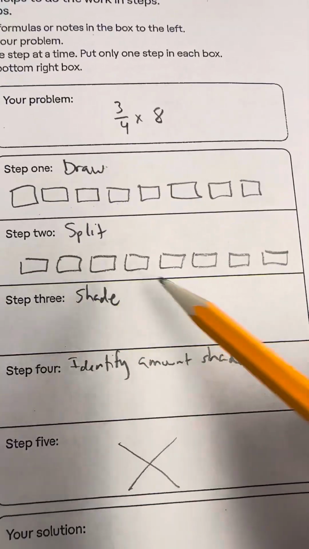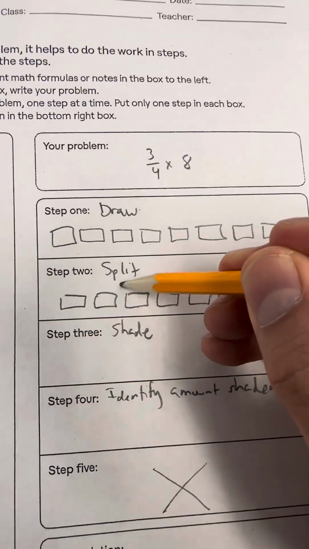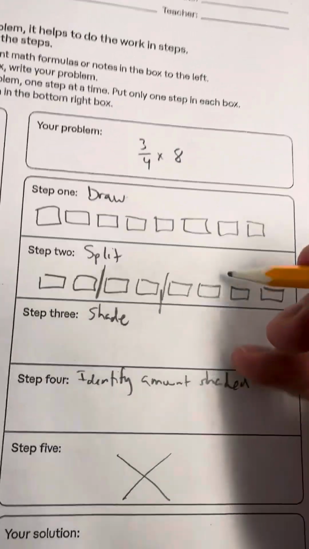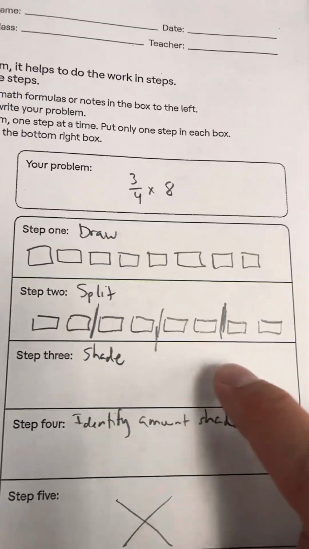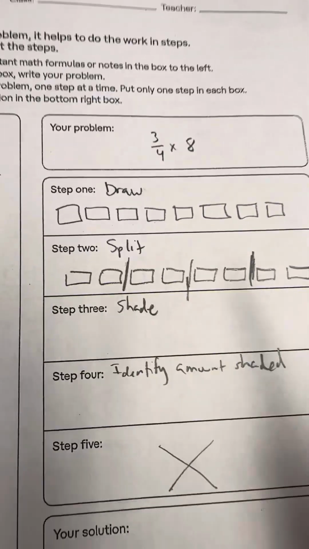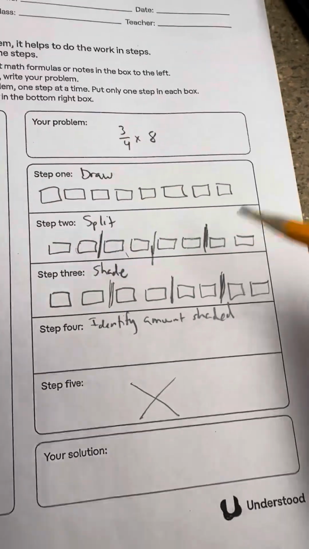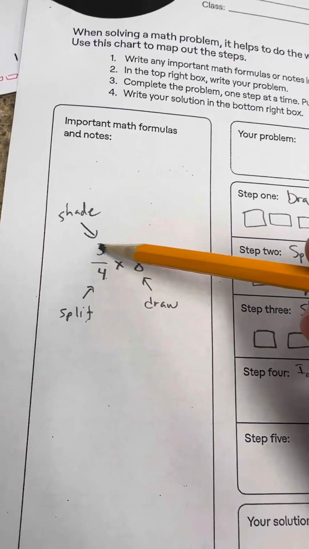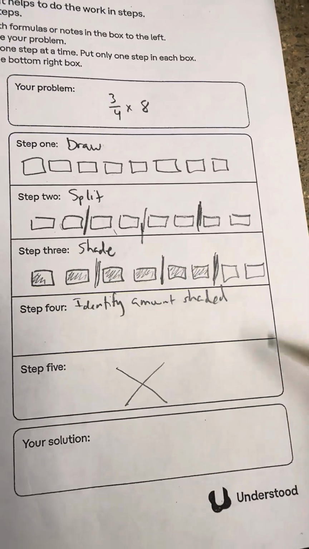So I want to create 4 groups of equal size. And since I have a total of 8, I've got to split it up in this way right here. So I'm going to create groups of 2. So you can see here I have a total of 1, 2, 3, 4 groups of 2. So again, when I say split it into 4, you want 4 equal parts. And these equal parts are equal because there's 2 in each group. All right, and then step 3 is to shade. The number here is telling me to shade 3 out of those 4 groups. So I'm going to shade these first 3 groups here. So you can see I shaded 3 out of the 4 groups.